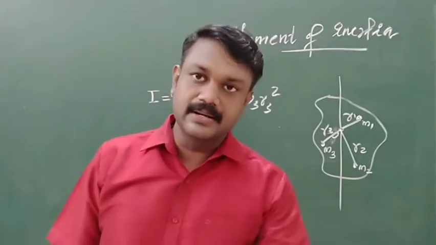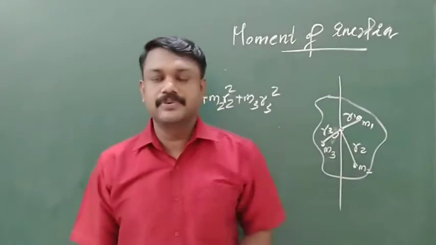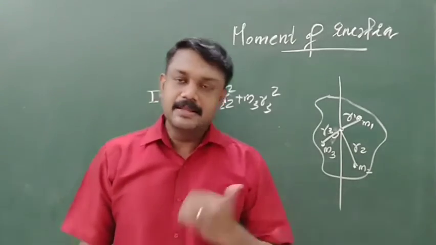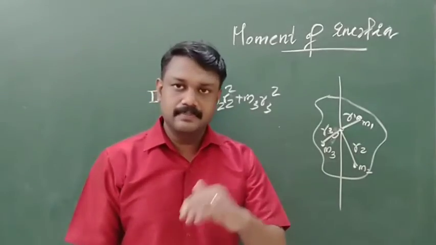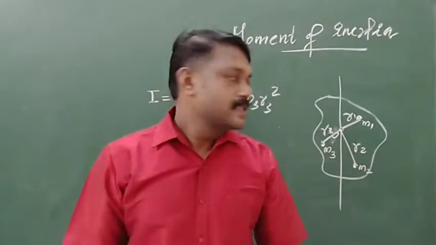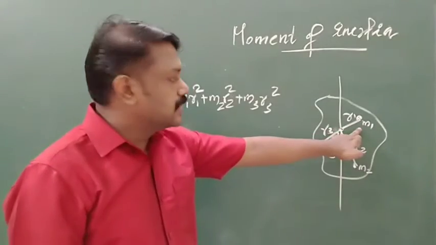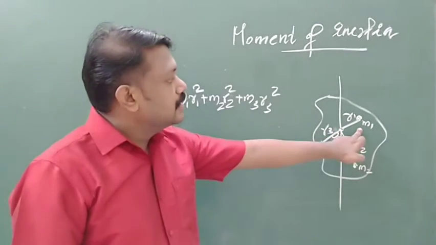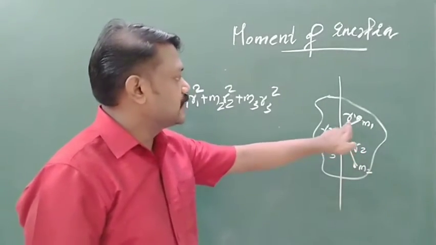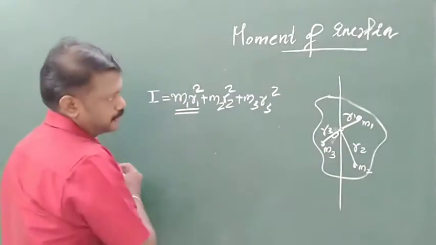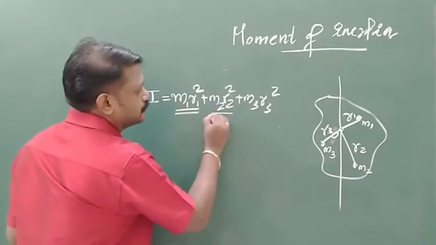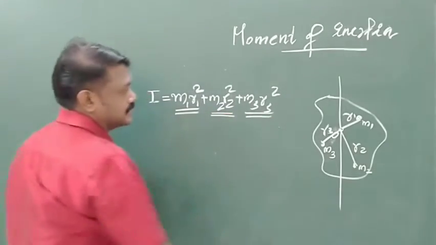Moment of inertia of a single particle is the product of the mass of that particle and the square of its distance from the axis of rotation. M1 is a particle whose distance from the axis of rotation is r1, so its moment of inertia is m1 r1 square. For the second particle, similarly m2 r2 square. For the third, m3 r3 square.